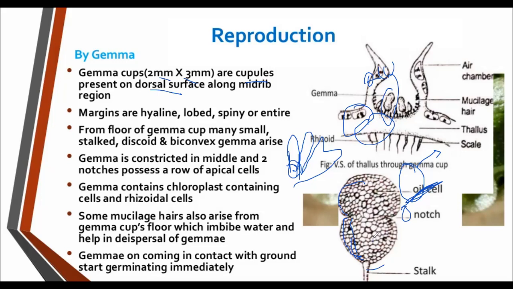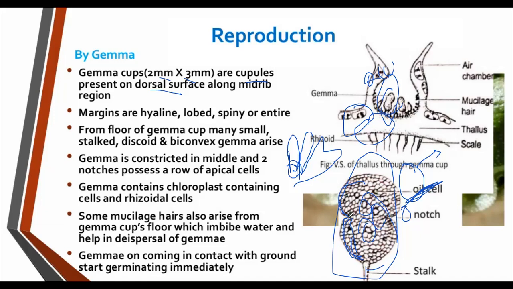This is the gemma which is found inside the gemma cups, which develops on the interior layer of the gemma cup. From the interior layer they develop the stalk-like structure. The stalk is thin, and on the stalk you find the biconvex shaped structure called the gemma. This gemma is green in color because of the presence of chlorophyll pigments, and they are made up of a number of cells. In between, they are also made up of oil cells and mucilaginous cells, which store the oils and mucilaginous substances formed during photosynthesis.